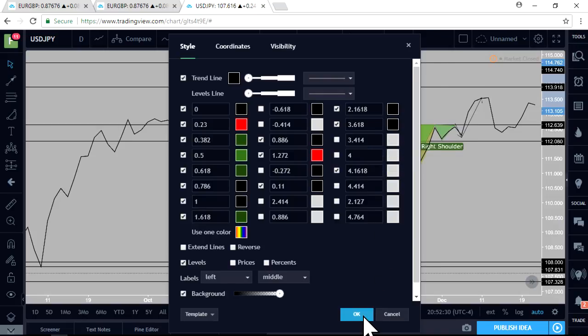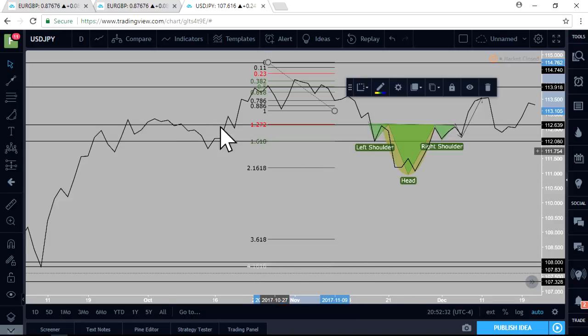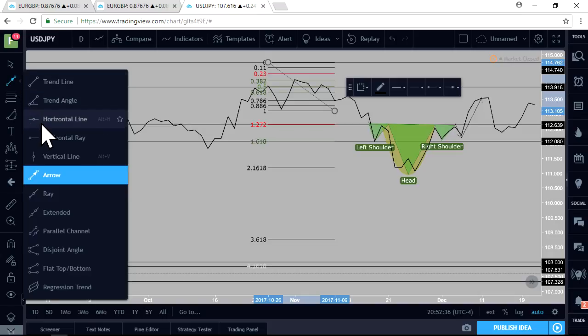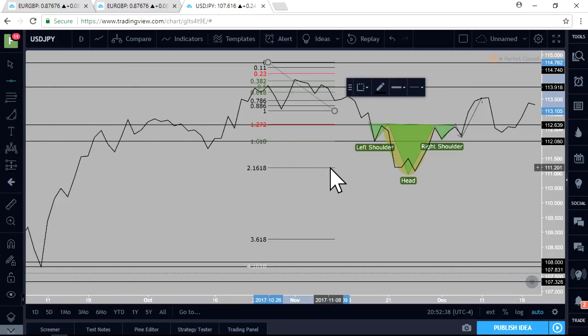Yeah. So, 2618, that market came down and created a nice level around that 2618. Right here. Boom.